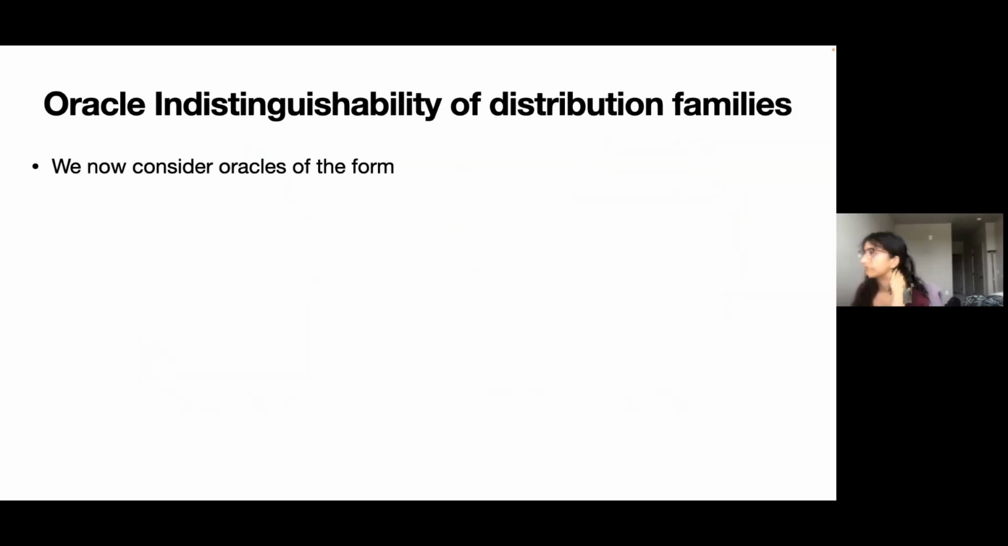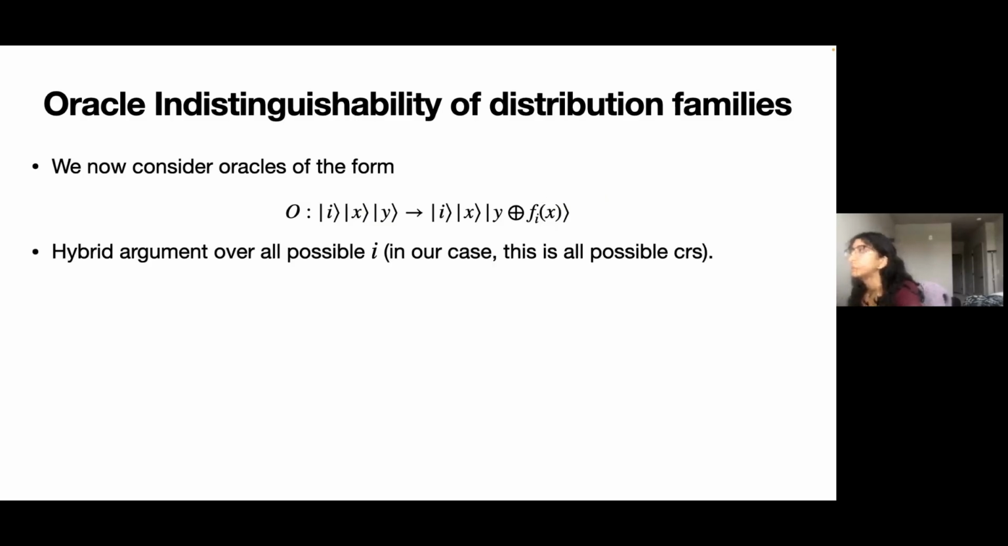And then finally, we get to oracle indistinguishability of the distribution families. We consider oracles of this form: indexed quantum query access, controlled on the index and the input X. The adversary is going to output the indexed value f of X for that particular index. So it's a simple hybrid argument over all possible indices. In our case, each index is a possible CRS.